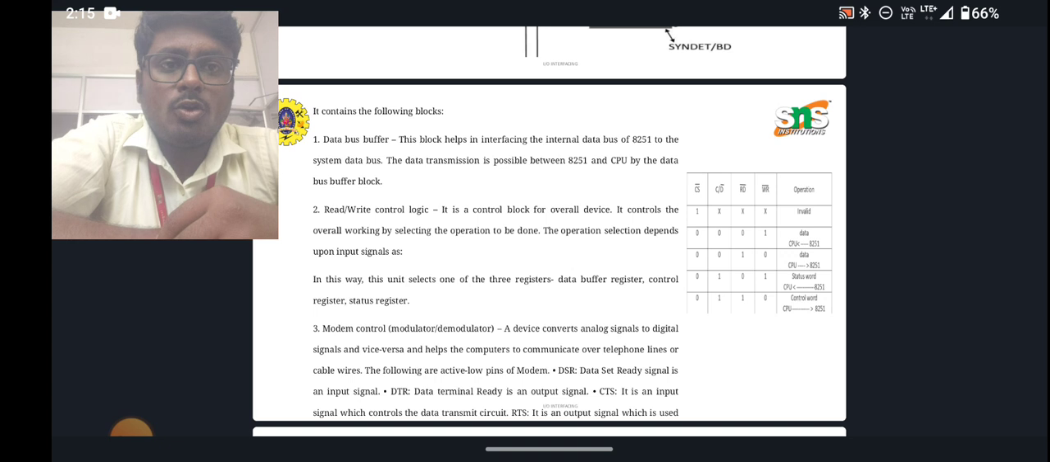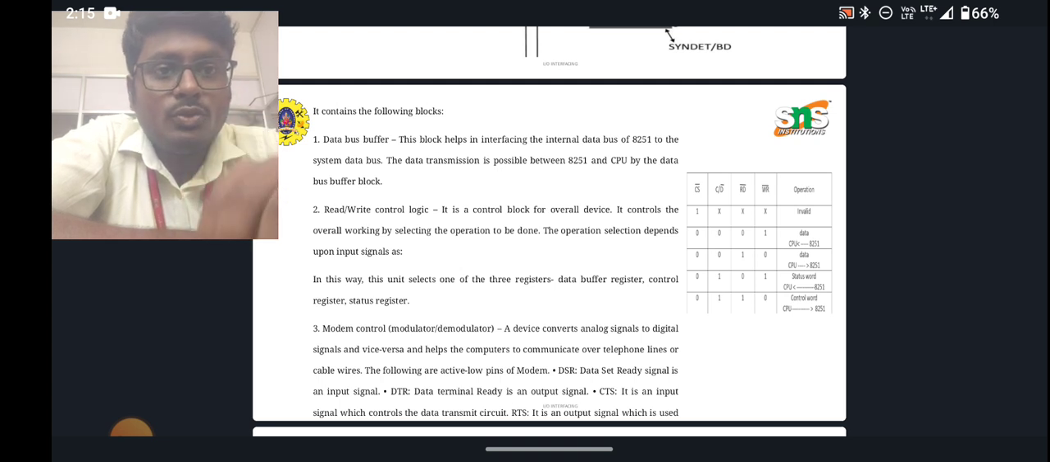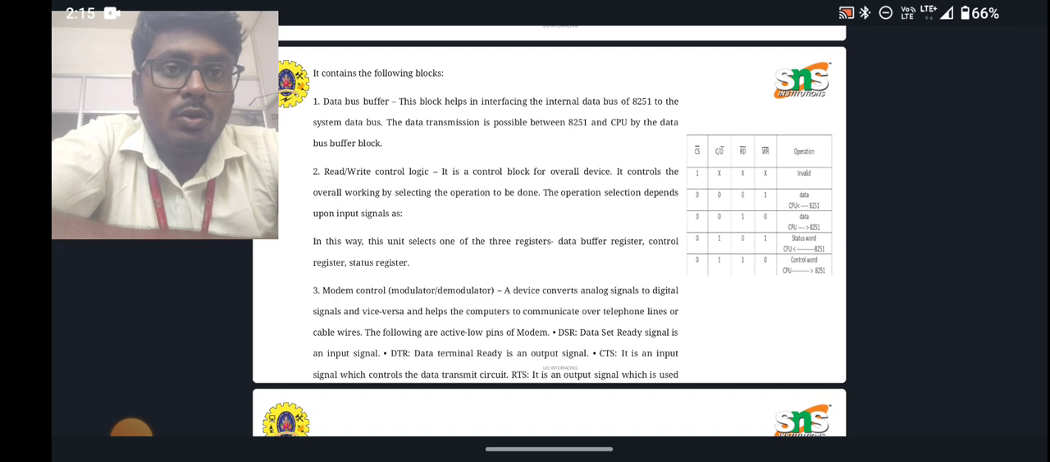The read-write control logic is a control block for the overall device. It controls the overall working by selecting the operations to be done. The operation selection depends upon the input signals. This unit selects one of three registers: the data buffer register, the control register and the status register, and the modem control modulator or demodulator.